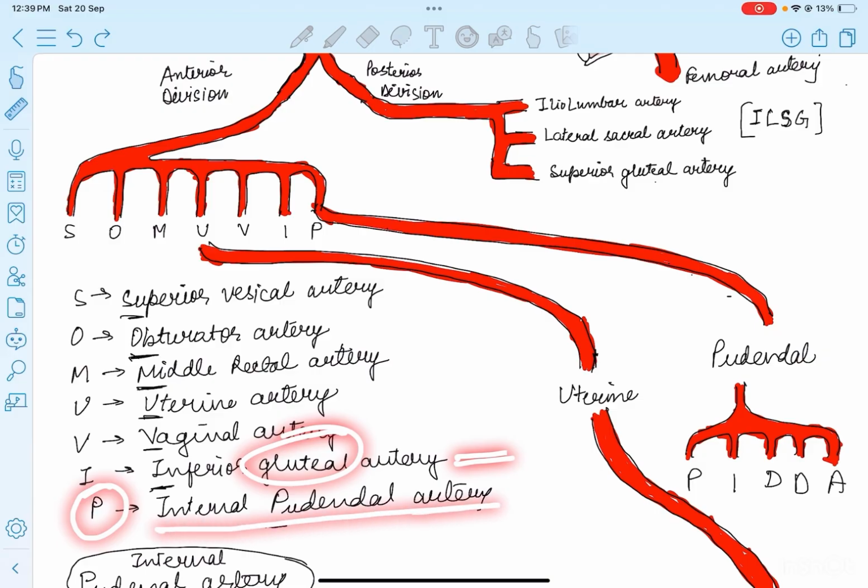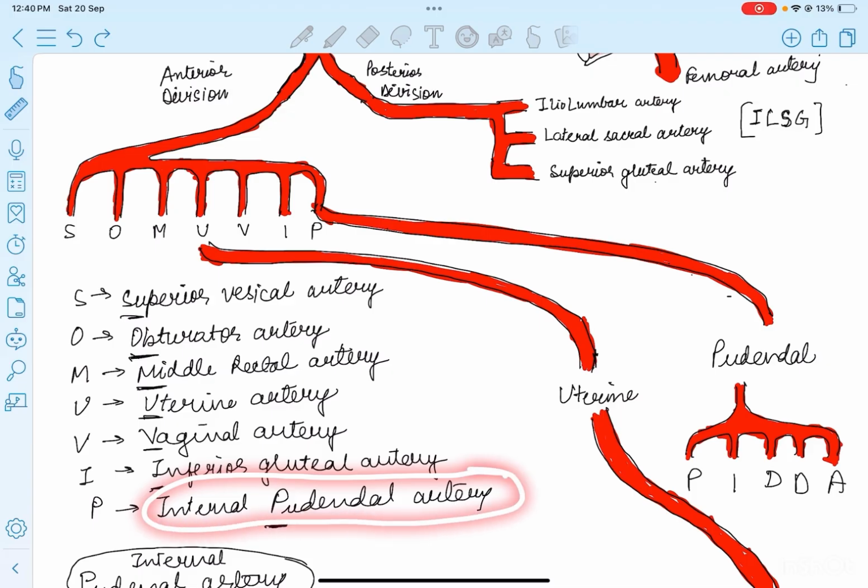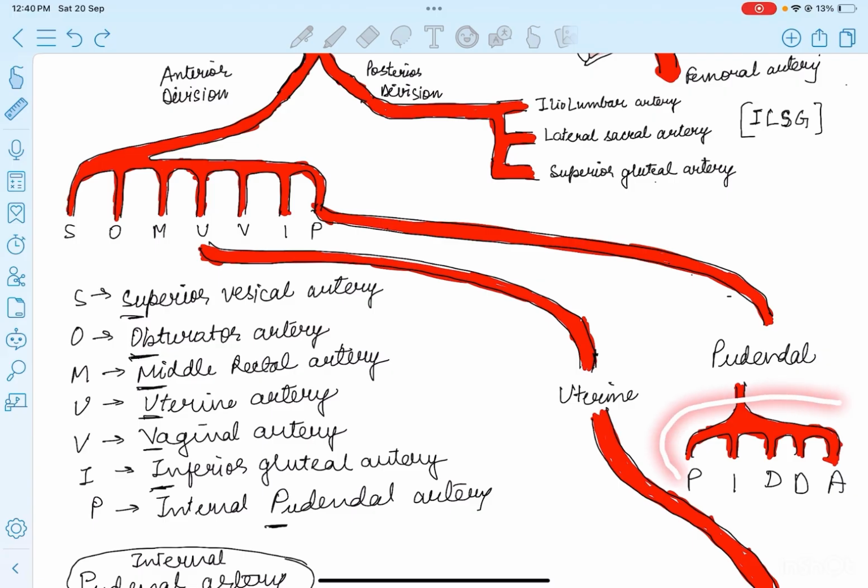So in our case, internal pudendal artery is the main branch we have to focus on. So I'll tell you the branches of internal pudendal artery. See the internal pudendal artery, how I have made the branches. It looks like a pida. Pida, you'll understand. It's like a table on which we sit. So the code is PIDDA, PIDDA.